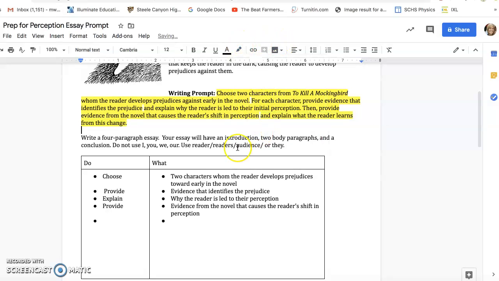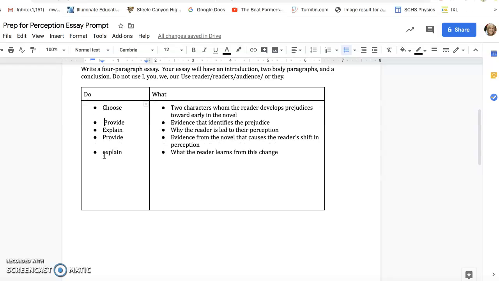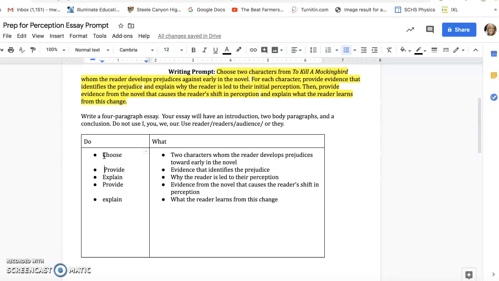So the last is explain what the reader learns from this change. So here's my verb. What the reader learns from this change. And then that's all. Then you end up writing your essay and you make sure that all these things are happening. So I know that that sounds easier than it really is, but that is how we fill out a do-what chart.